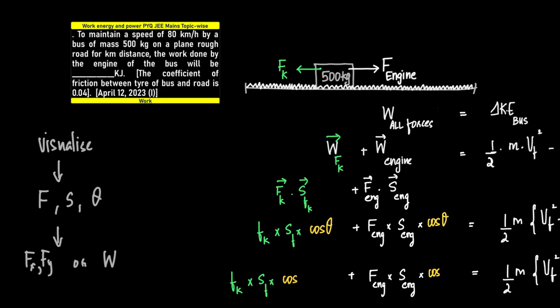So like I said in the previous question, determining the direction between force and displacement vector becomes very critical in solving the questions based on the work energy theorem. Now let us have a quick view of the question here. To maintain a speed of 80 km per hour by a bus of mass 500 kilogram on a plane rough road for 4 kilometers, the work done by the engine of the bus will be.